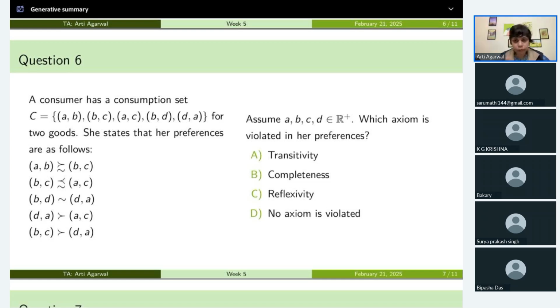So the same question: which axiom is violated? I want you to spend a little bit of time thinking over it and then tell me which one is violated and why. Why is also important, because I don't want you to just guess. So I'll let you think for a few minutes and then we'll discuss it.